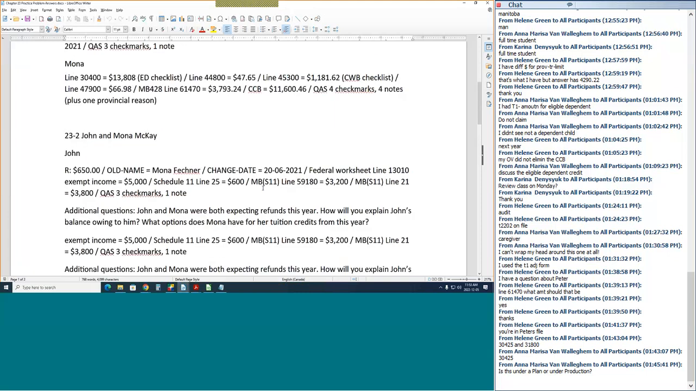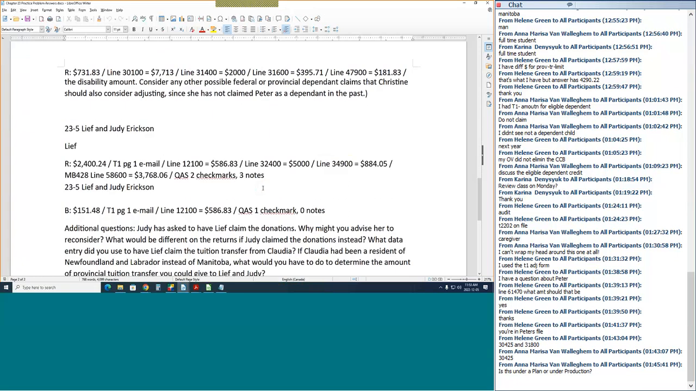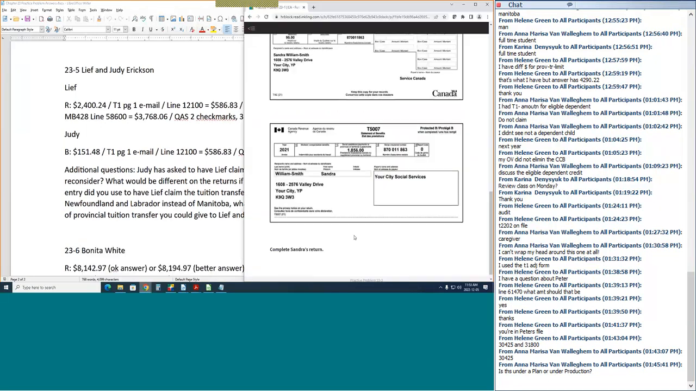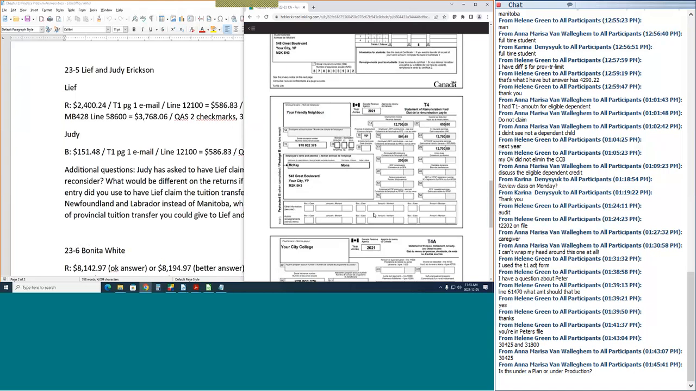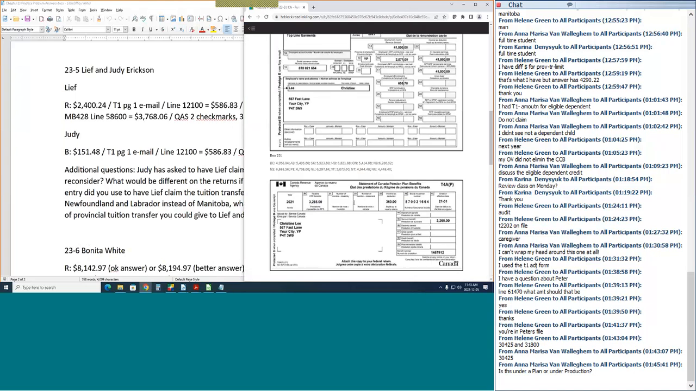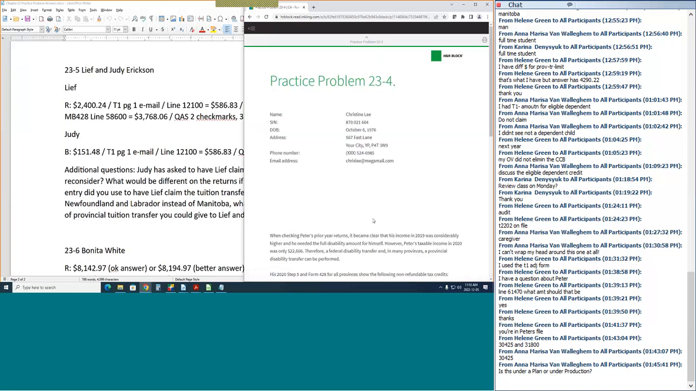All right, so we have done 1, 2, 3, and 4. That leaves Leaf and Judy Erickson and Bonita White. Let's take a look at them. Leaf and Judy Erickson, we had some additional information from the Erickson file, so you should have had some carry forward information there.